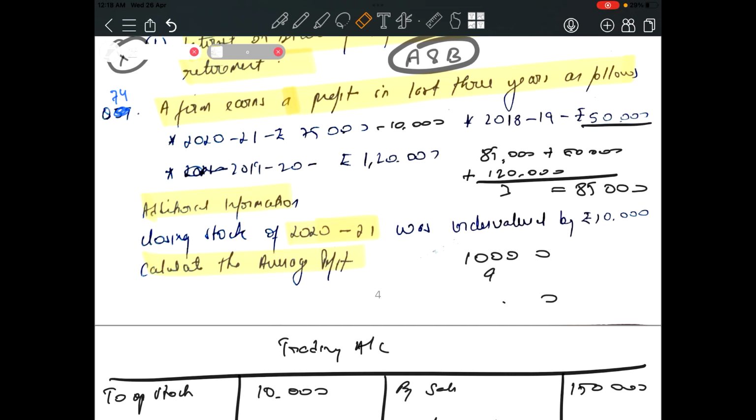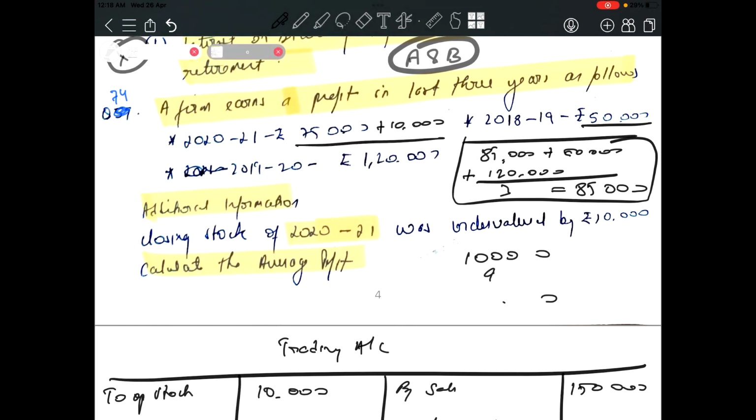So what is the answer for your question number 74? 84,000. See, it was undervalued. Your stock was undervalued by 10,000. So if I add back this 10,000, my profit for 2021 will be 85,000. It will be 85,000 plus 50,000 plus 1,20,000 divided by 3. So the right answer is 85,000. I hope this is clear. We are done with question number 74.